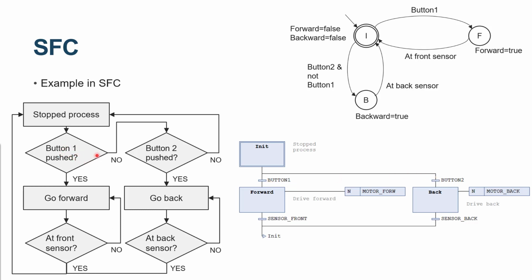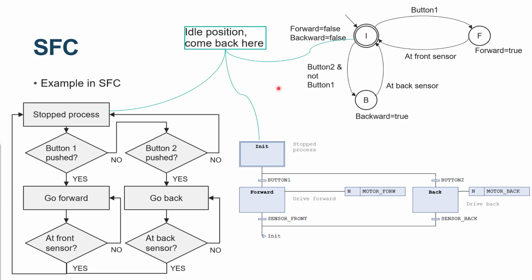If button 1 is not pushed, then we can check for button 2. And the same goes for the program here. If the left transition is not true, then the program is checking for the next transition. This is an alternative branch. The program can go either this way or this way, but it can't jump from here to here. It will continue running the motor back until the sensor back is true. For the action here, we have a qualifier, an N. This N means non-stored, which means that this action will be activated while the program is in this step.